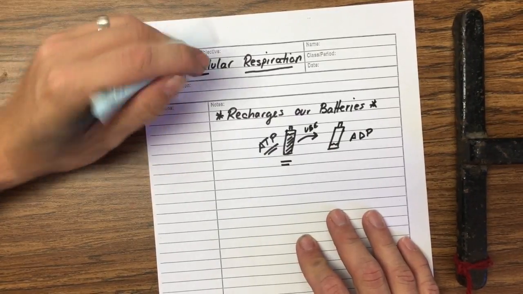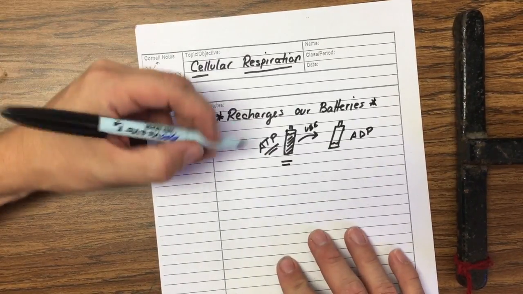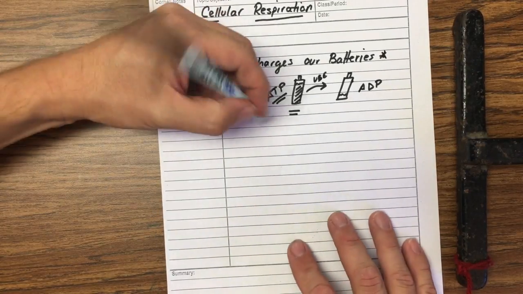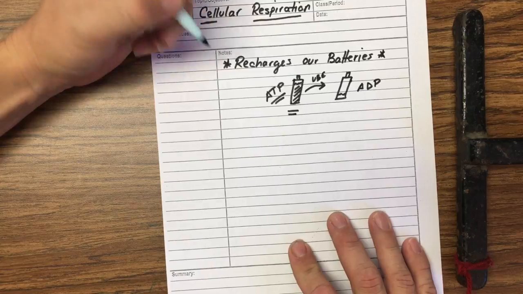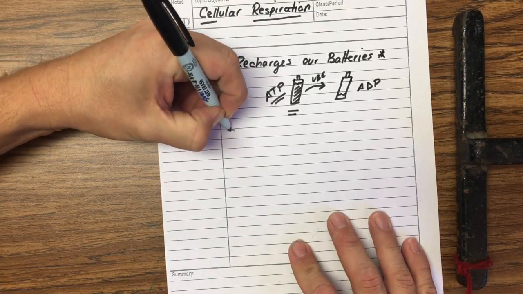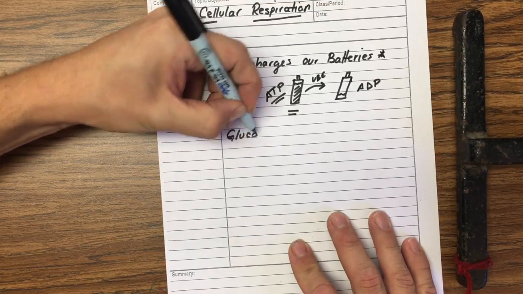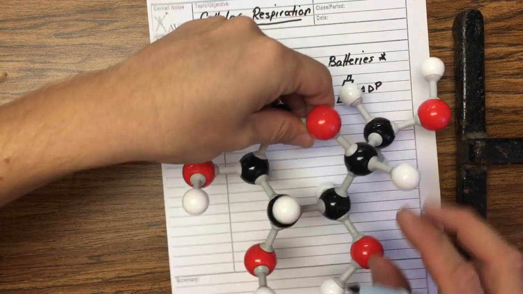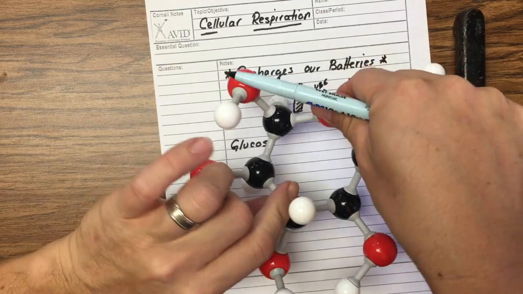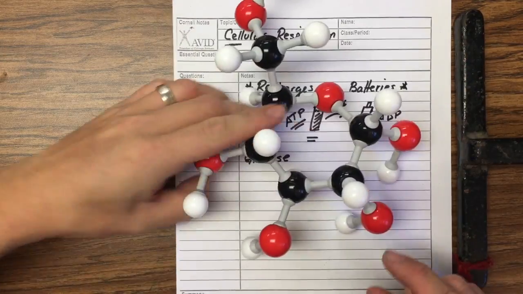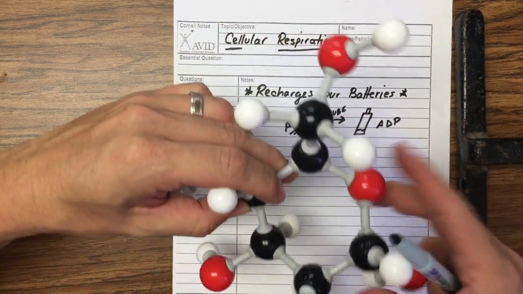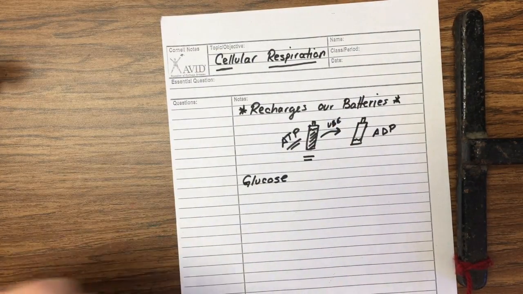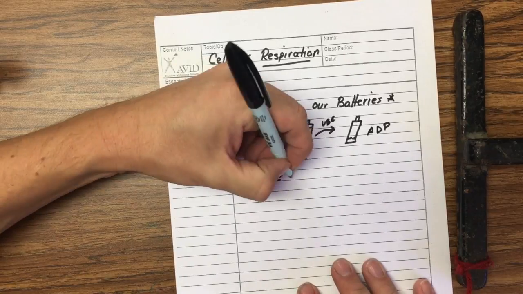Now how does this happen? Your body needs a couple of things to recharge your battery. The first thing it needs is glucose. Remember, glucose is a molecule that looks like this. It's a carbohydrate. We built it in class many times. Your body needs this, and how does it get it? Well, we eat glucose.